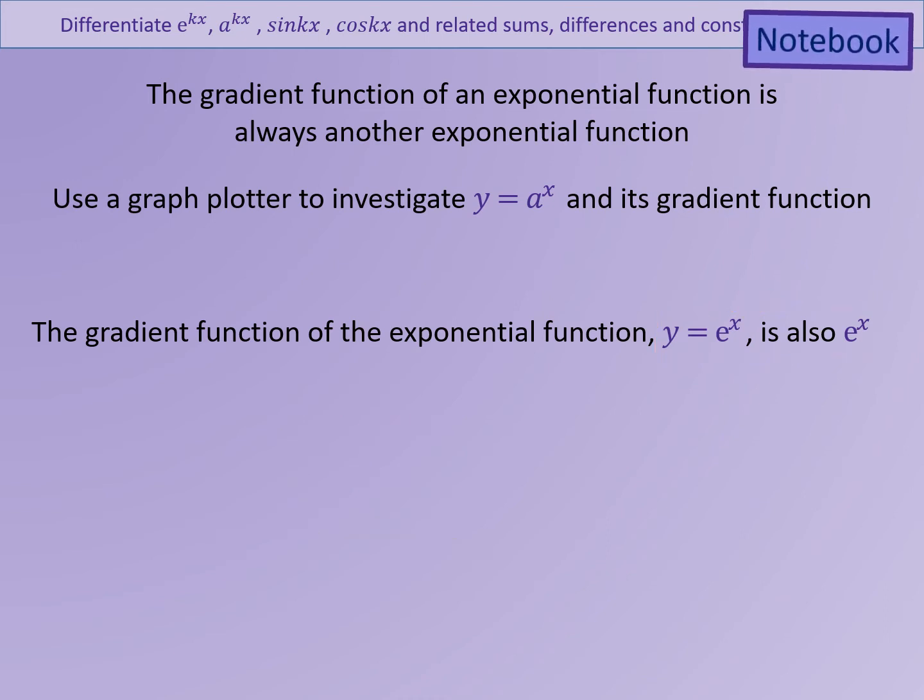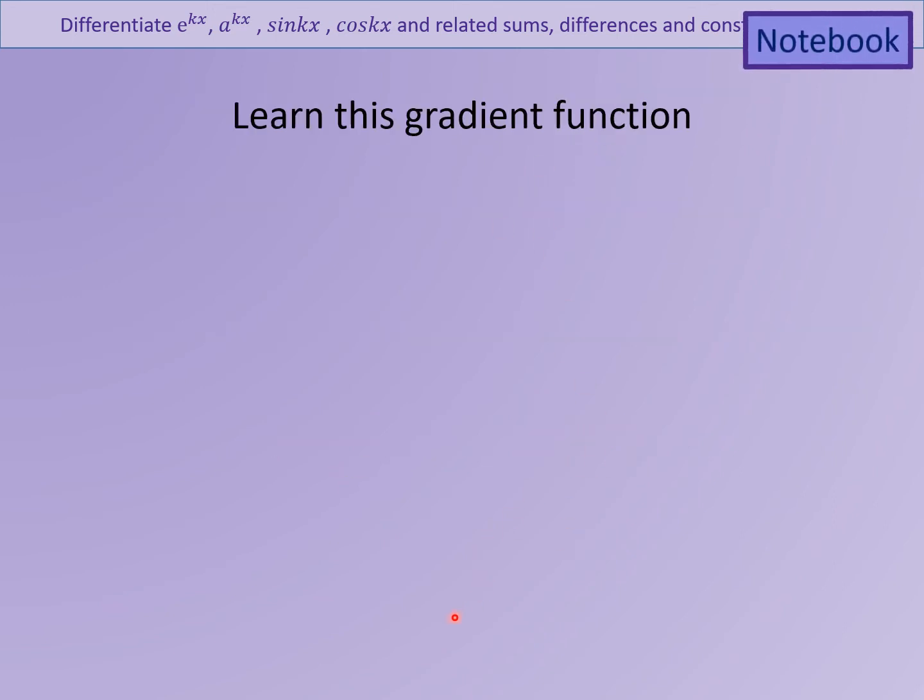So that's what we were just showing, or we had investigated using a graph plotter. So we know that for the value e, when you differentiate it, you also get exactly the same exponential function. So if I've got y equals e to the x, its gradient function is exactly the same, e to the x. For all other exponential functions, they change slightly and we'll look at the general form for y equals a to the x in a minute.